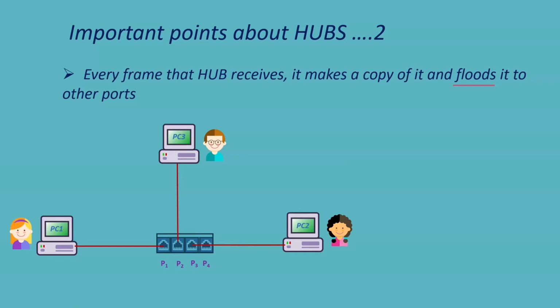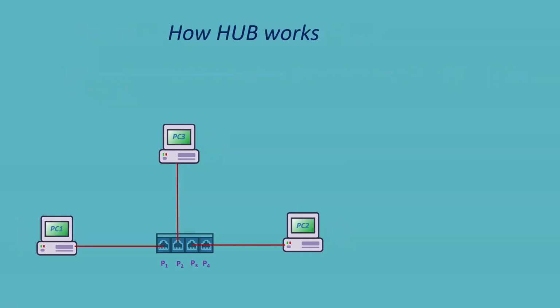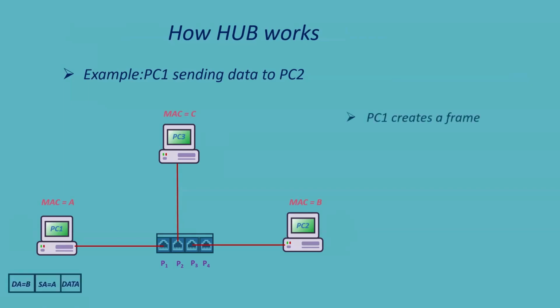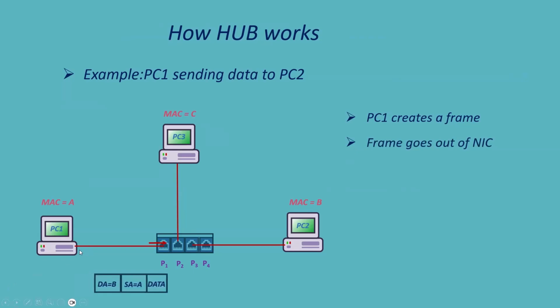Okay, we will take this in more detail. Let's say PC1 is sending data to PC2. Here are the corresponding MAC addresses: A for PC1, B for PC2, and C for PC3. Obviously, a frame is made with the destination address as B because PC2 is the target, and the source address SA being A. PC1 has created a frame with these values. Next, the frame is sent out of the NIC card of PC1.